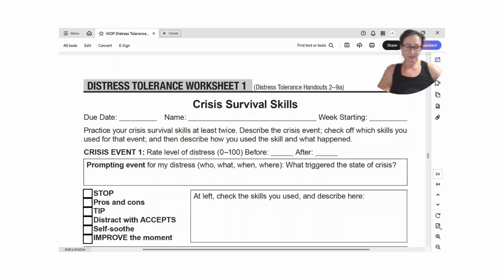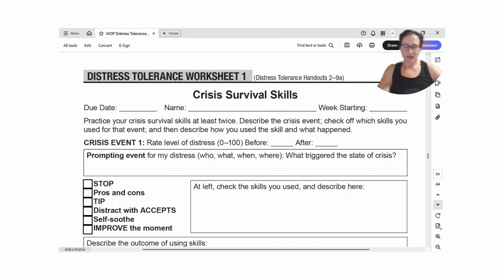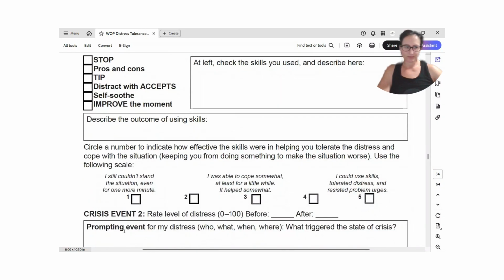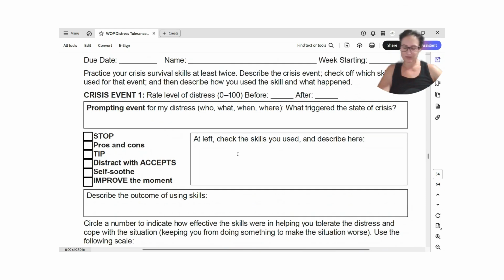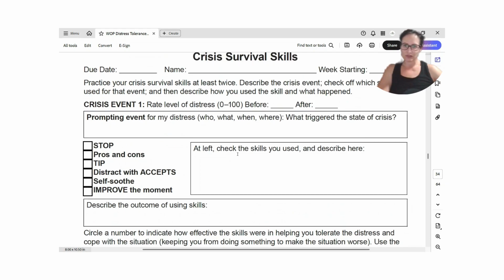Before we begin, it's important to note that this worksheet is best used after you've learned all 6 crisis survival skills. Since the worksheet lists them all, if you haven't learned every skill yet, you might not be able to complete it fully. The worksheet requires you to identify 2 separate crisis events and then reflect on how you applied the crisis survival skills. Even if you used other skills or strategies to get through the crisis, only write down how you used the 6 crisis survival skills which are listed in this worksheet.